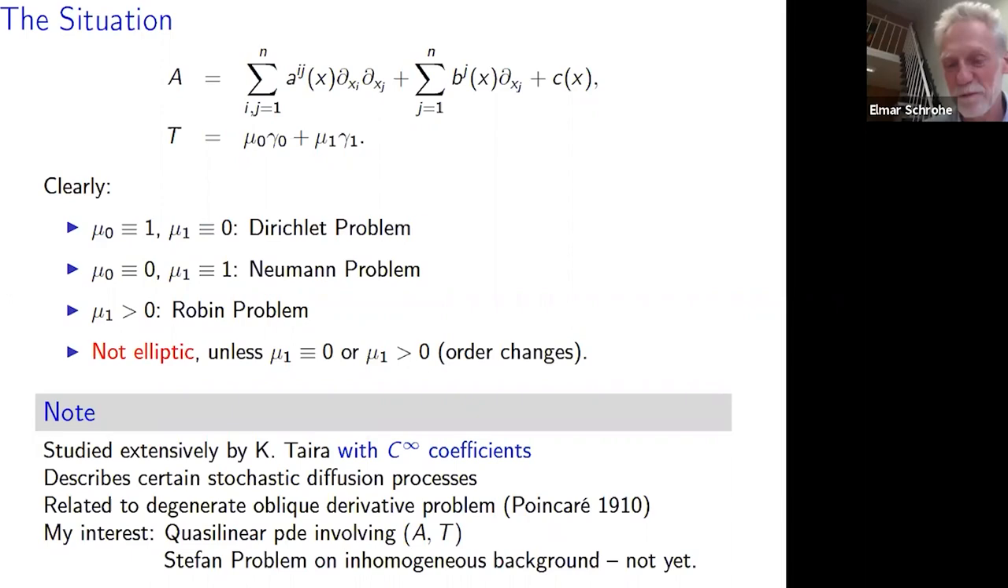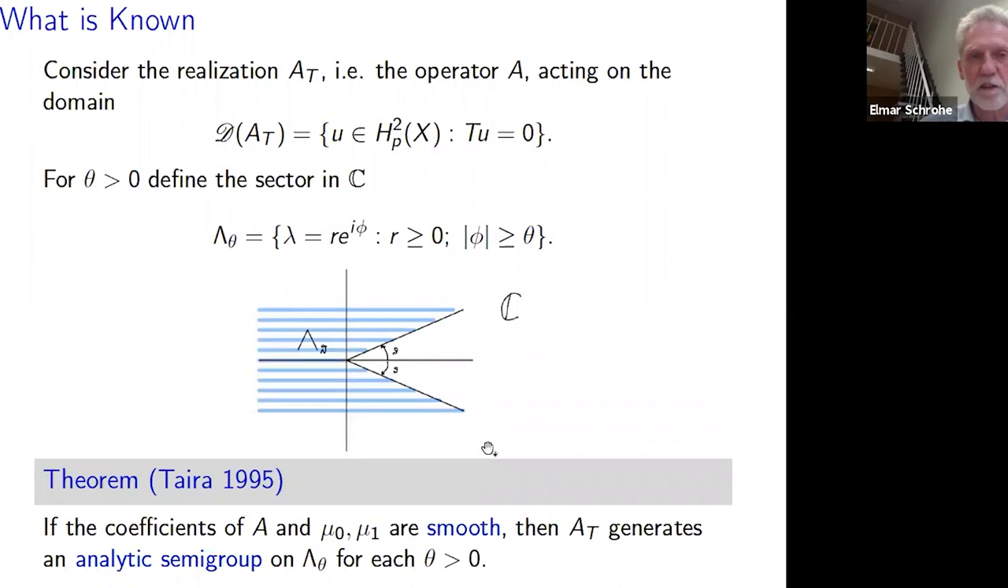But this so far is the simpler version. Actually, I came to this from a quasi-linear PDE, modeling a Stefan problem on inhomogeneous background that I still want to solve, but it is still not ready. Okay, let's go to what is known.